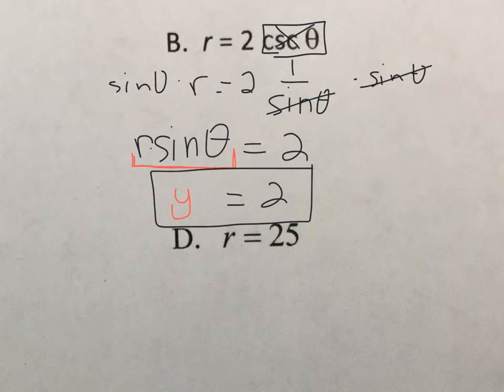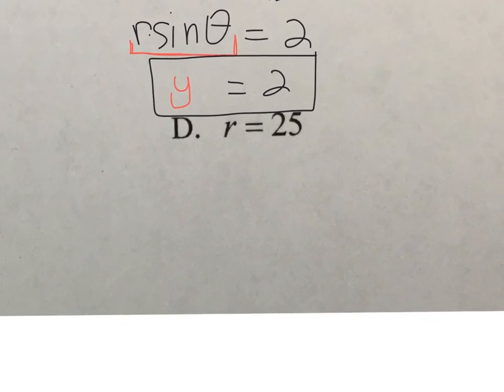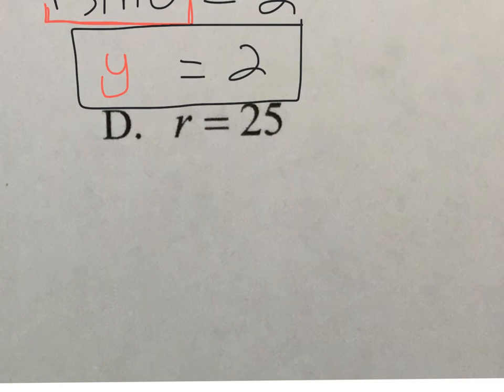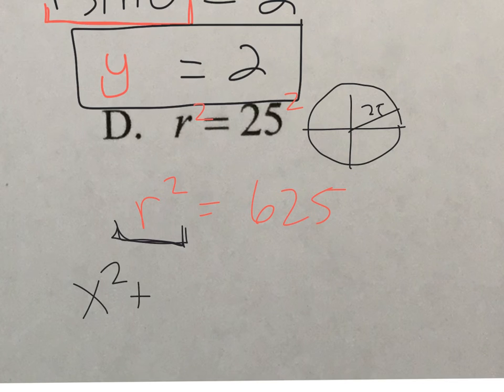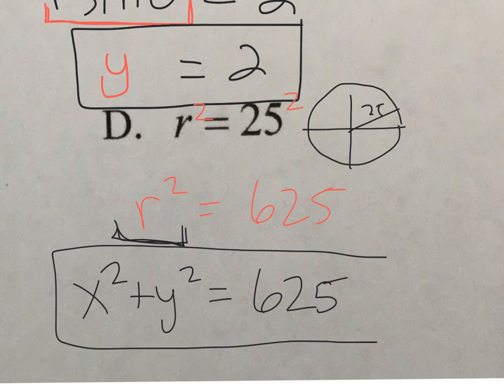Okay, and then part D, this is a circle equation with a radius of 25, centered at the origin. So once again, I'm going to square both sides so that I get r squared, and I can replace r squared. So r squared gets replaced with x squared plus y squared, and that leaves us with this radius of 25 over on that side.